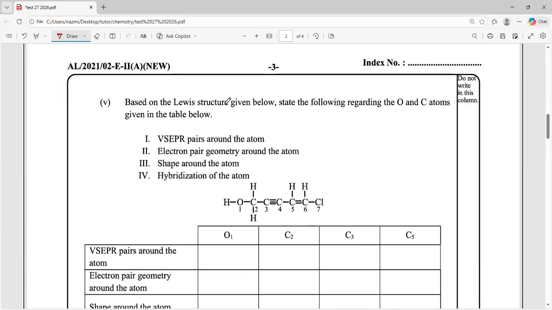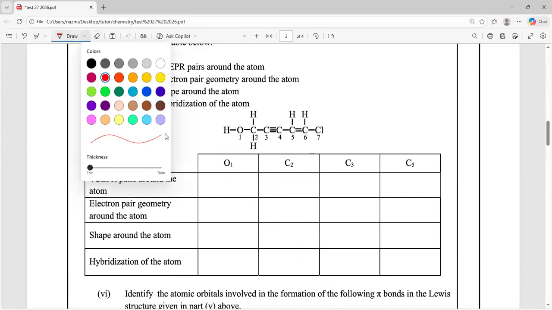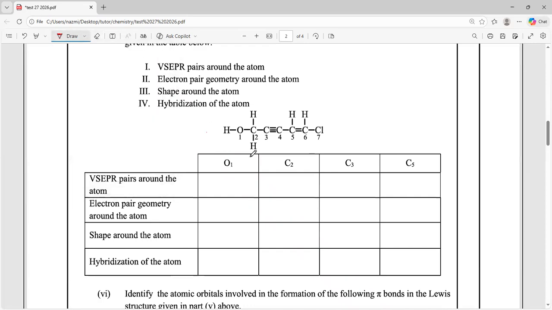Fifth one: based on the Lewis structure given below, state the following regarding the oxygen and carbon atoms given in the table below. So O1, VSEPR pairs around the atom. Now you know there are 2 lone pairs, therefore that is 4. Electron pair geometry tetrahedral, shape is angular, hybridization sp3.